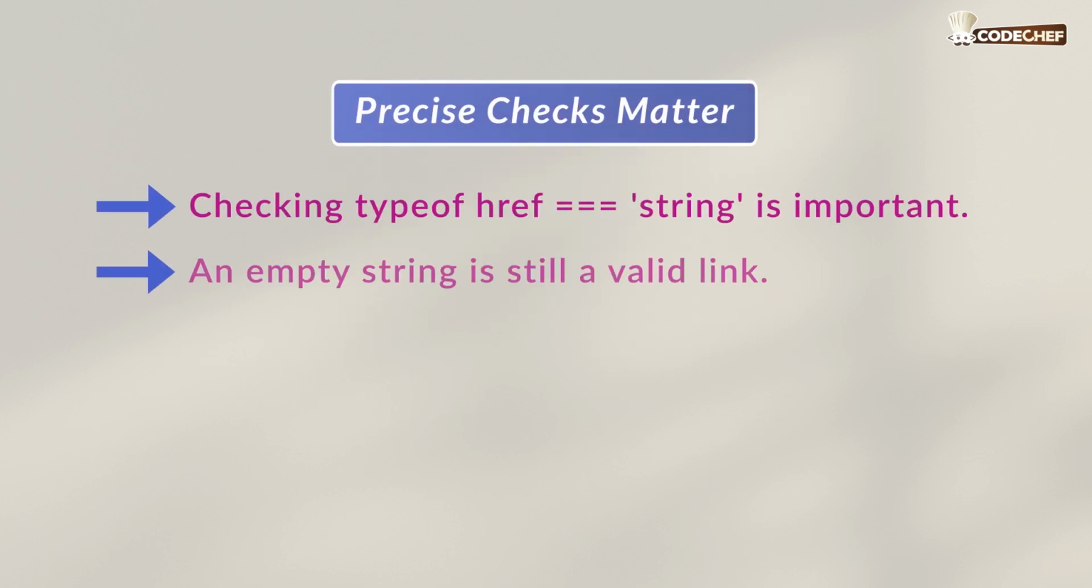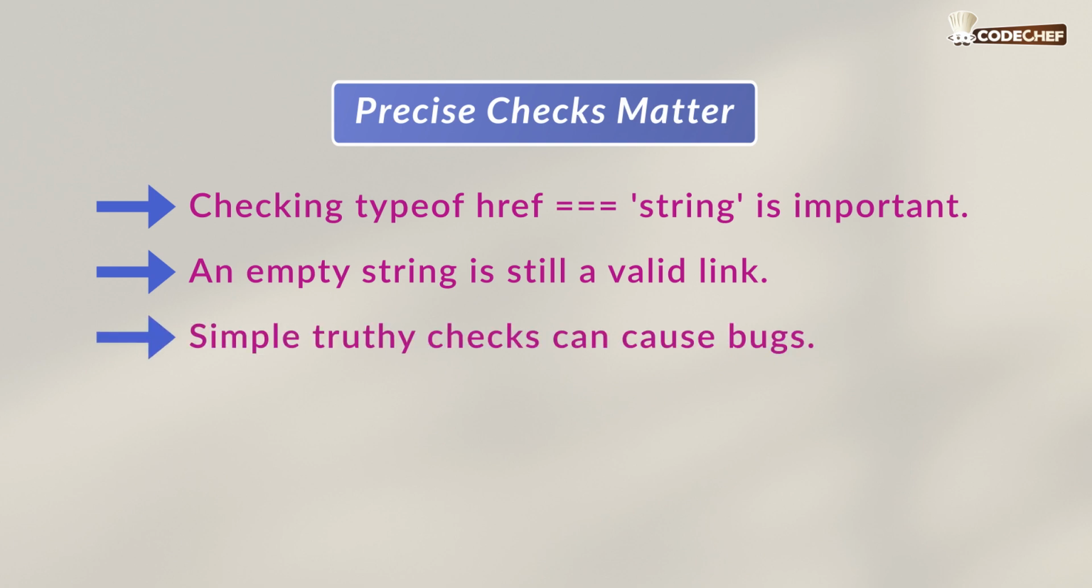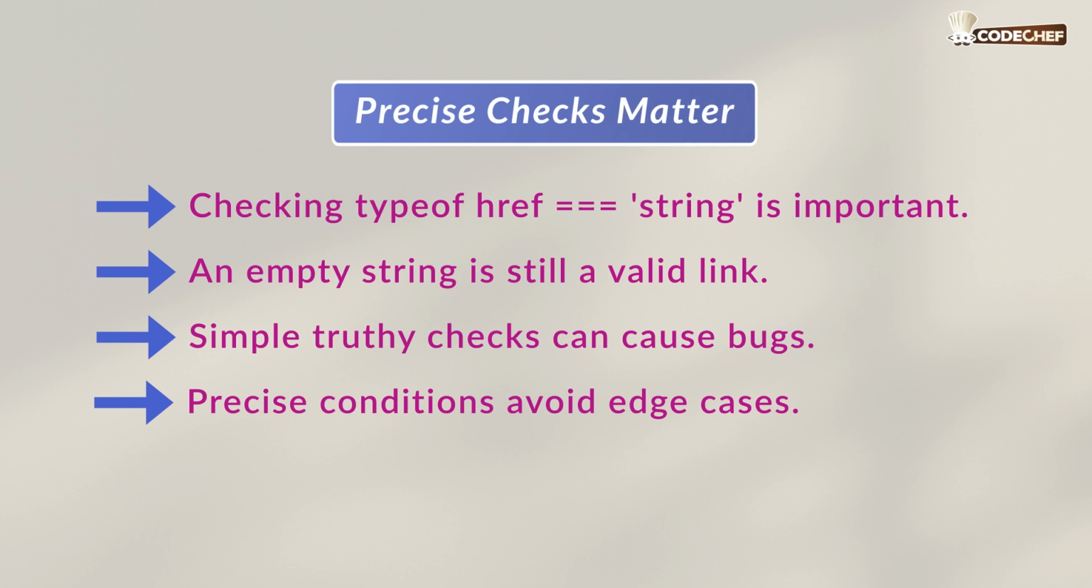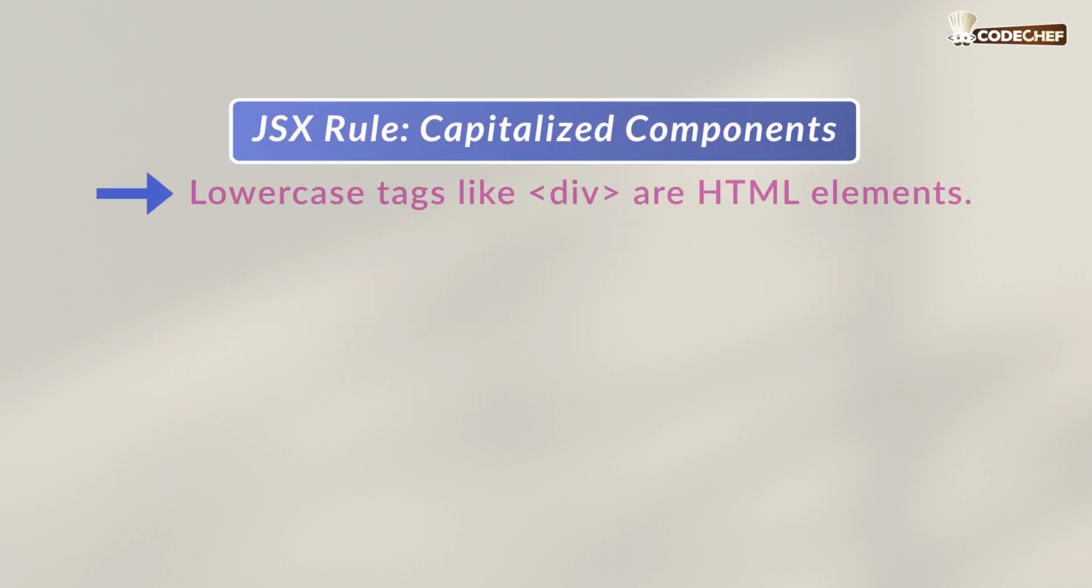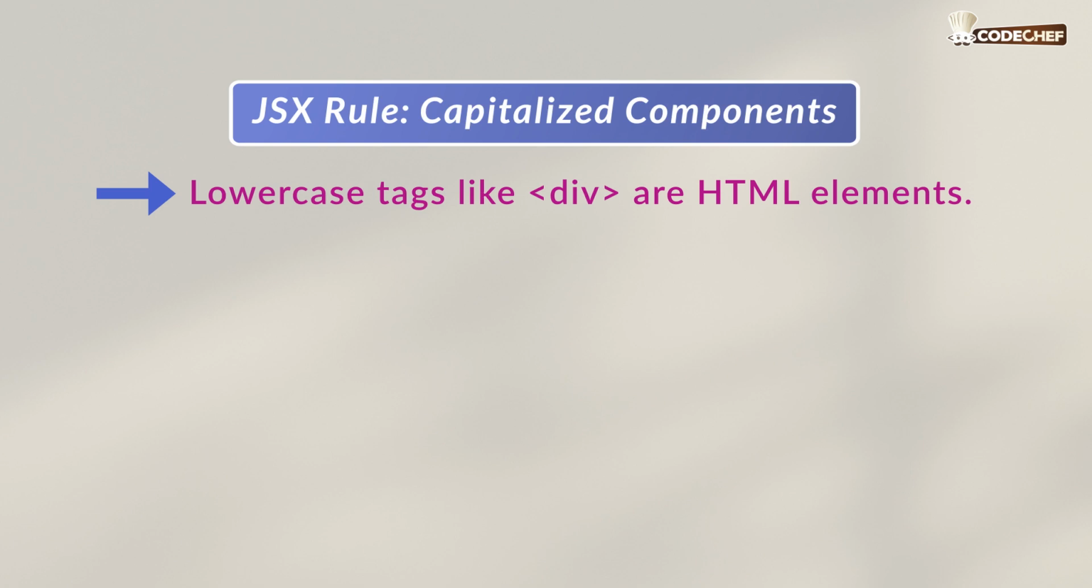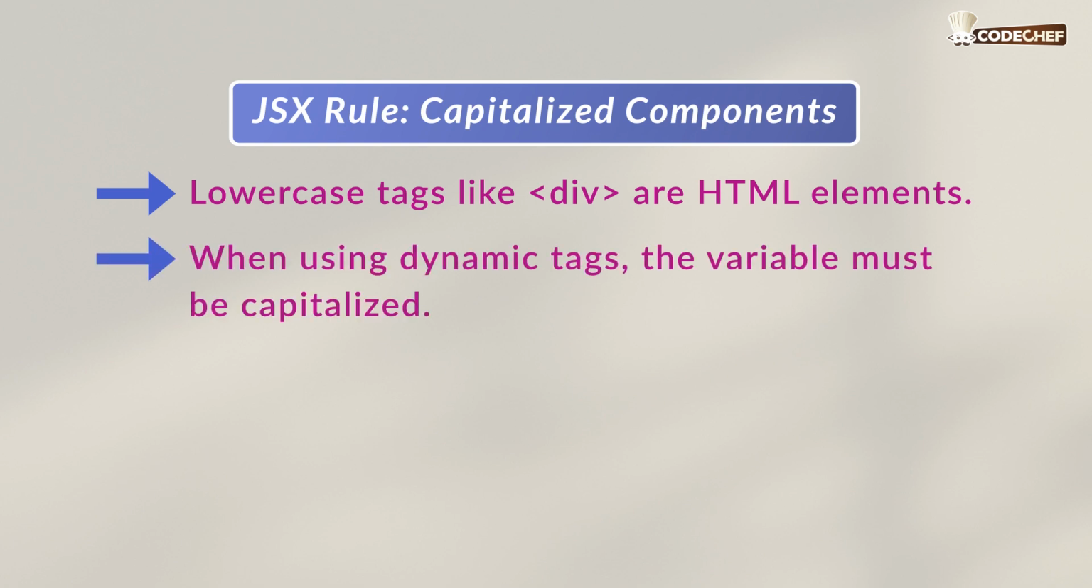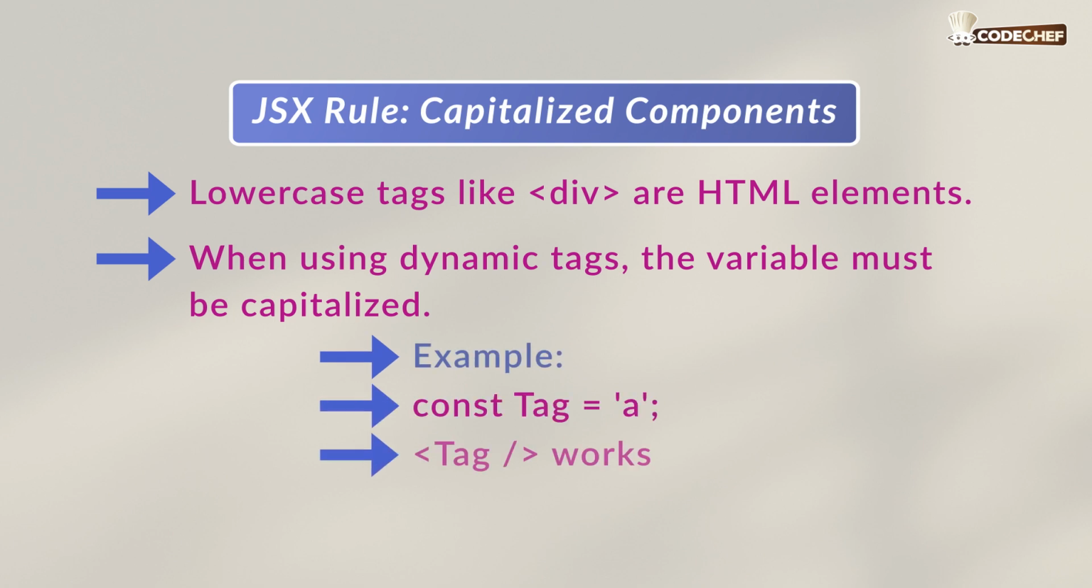An empty string is still a valid link in HTML, but empty strings are falsy in JavaScript. So simple truthy checks can cause bugs. Using typeof href equal to string avoids these edge cases. In JSX, lowercase tags are treated as HTML elements. When we dynamically choose a tag, the variable must be capitalized. This tells React it's a component reference. Using a lowercase variable will cause errors.